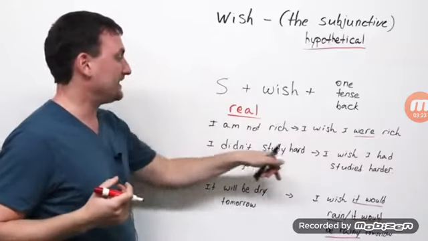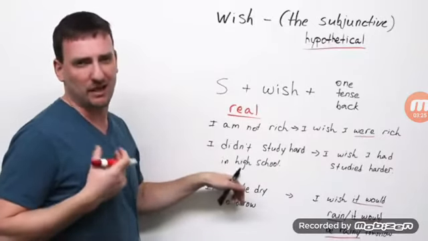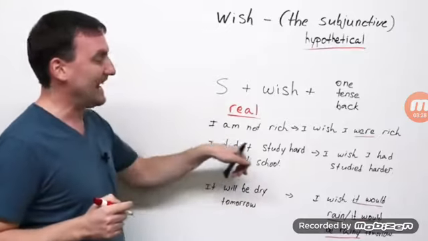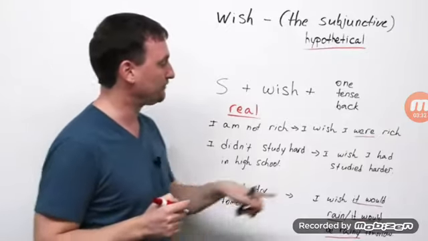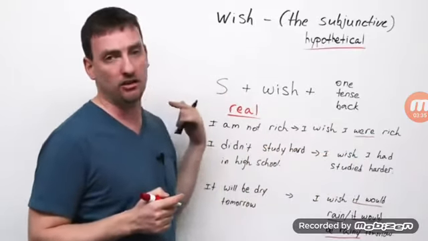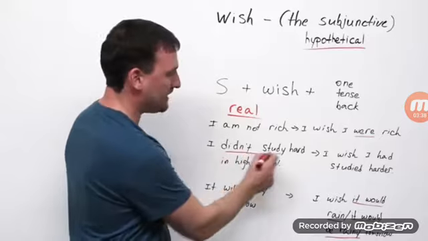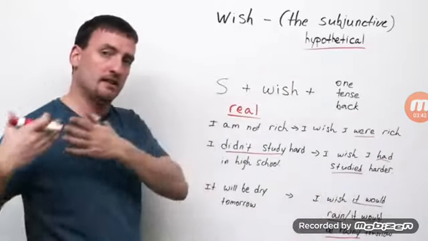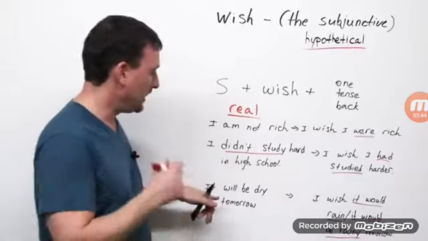High school. I didn't study hard in high school. I was a very bad student. You are very good students. That's why you come here, right? I didn't study hard in high school. So I wish I had studied harder. Simple past, past perfect. I go one step back, okay?